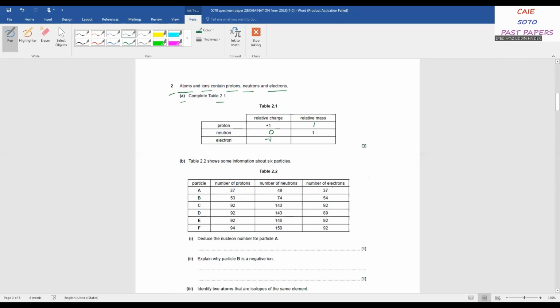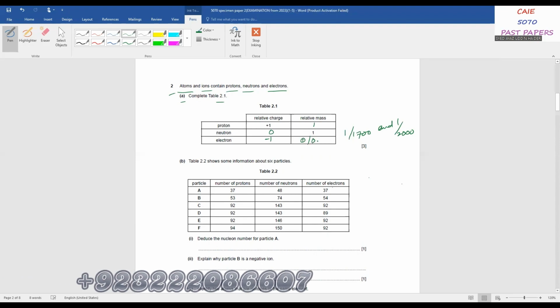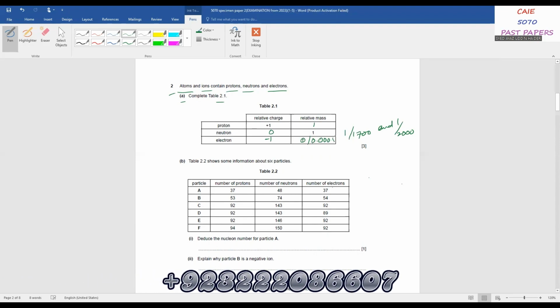It's -1. For the mass of electron, any fraction value between 1 by 1700 and 1 by 2000. So you can write 0.0005.